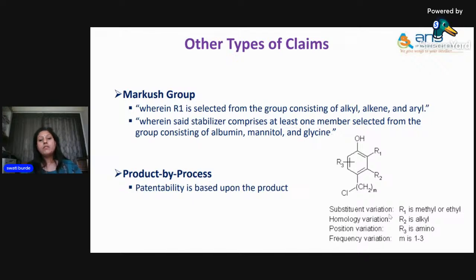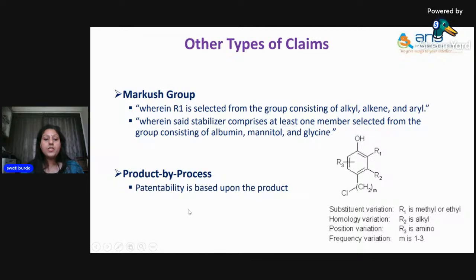Then there are other types of claims, which are called Markush claims, which are used mostly in pharmaceuticals. So suppose we want to claim many components in a group, we use this language wherein, for example, R1 is an element. It is selected from the group consisting of alkyl, alkene, and aryl, and so on. Means any number we can add in this group. So R1 could be anything from the mentioned compounds, wherein said stabilizer comprises at least one member selected from the group consisting of. So this is the Markush language. This is actually the Markush language, which we have to follow.